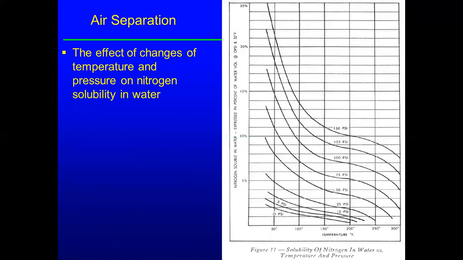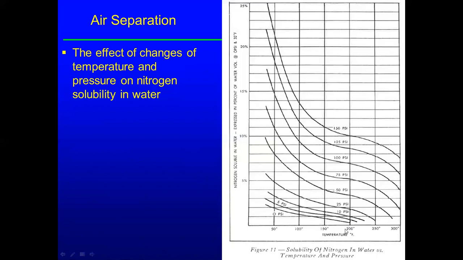These are curves that show the solubility of nitrogen. It's expressed in terms of water volume, if separated and allowed to expand to 0 pressure and 32 degrees Fahrenheit. So I'm trying to get my pointer. There we go, finally. So that's on the y-axis. On the x-axis is just temperature. And then all these curves are for different pressures.